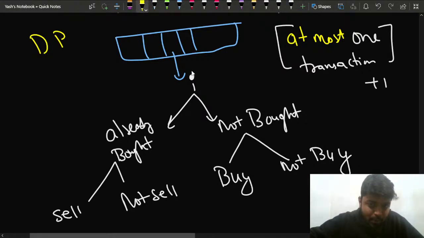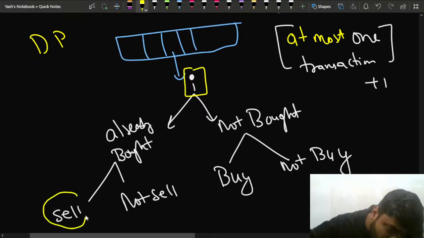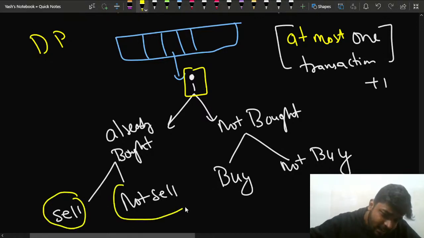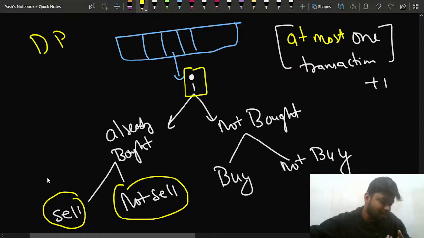What I'm saying is, suppose I reach a particular ith day. Either I must have already bought it. If I have already bought, then I can either sell it or choose to not sell it on the ith day. If I see at the start of the ith day that I have already bought it, I can sell it and book some profit, or I can choose to not sell it.